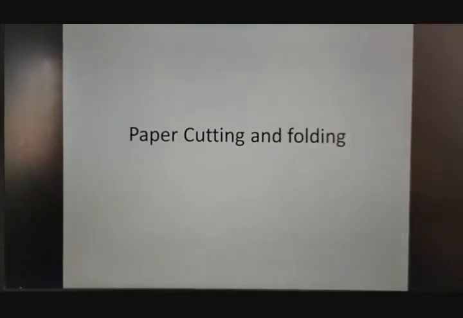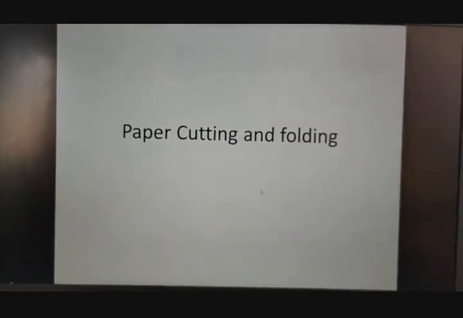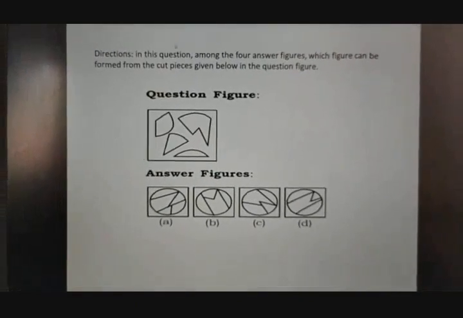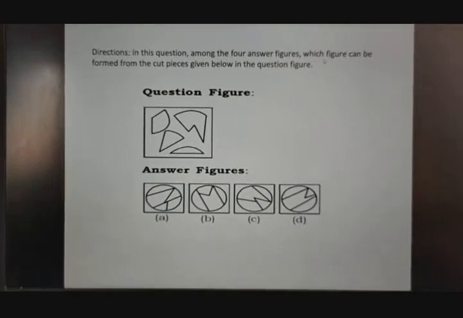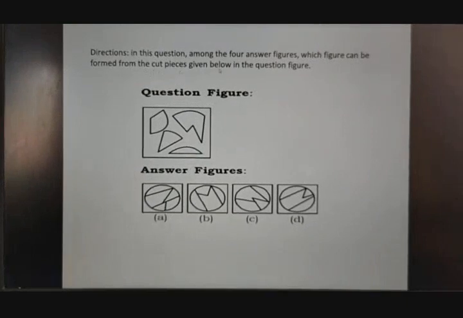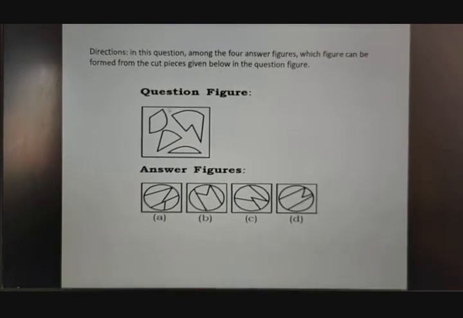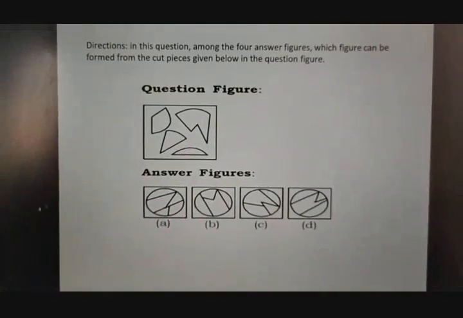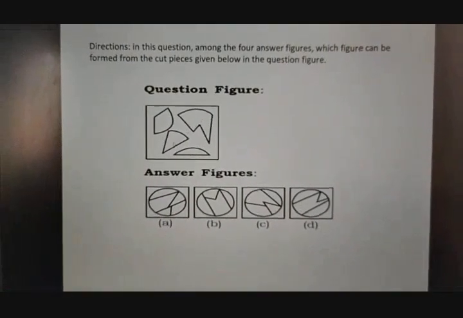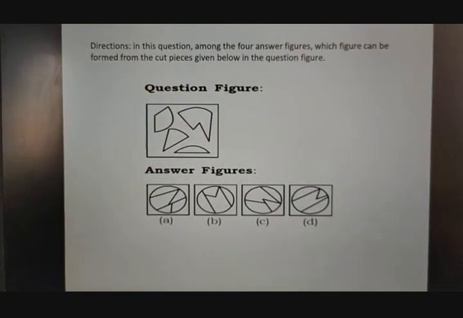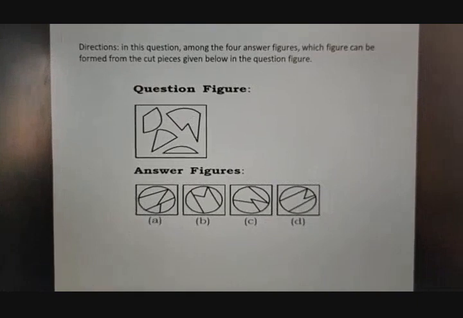Okay, so let's see paper cutting. This type of question will be written like this. Just read the directions: in this question, among the four alternative figures, which figure can be formed from the cut pieces given below in the question figure? Now these are the cut figures here: this one, this one, this one, and this one. You have to tell which figure contains all of these pieces. So let's say I'm using the highlighter here.